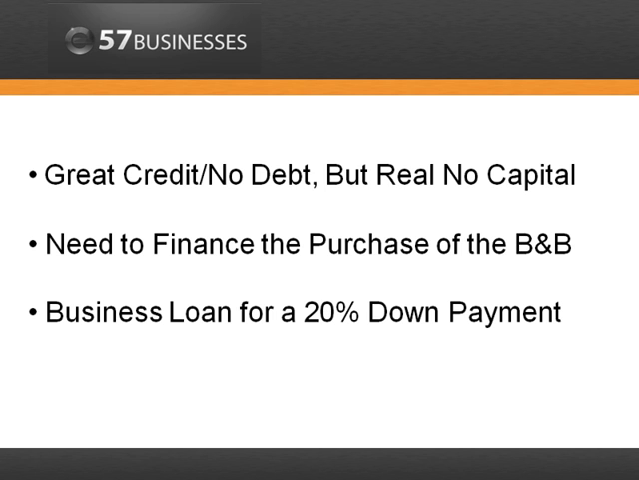The first thing I found out was that, A, they did have great credit and no debt, but they had no real capital to invest. That meant that they were going to need to purchase the bed and breakfast, and as such, they were going to have to take a loan out on it, and they were also going to have to come up with a 20% down payment. So we're looking at roughly 20% of $1 million, a business loan of about $200,000. So this was some additional data that I needed to put together this financial model.